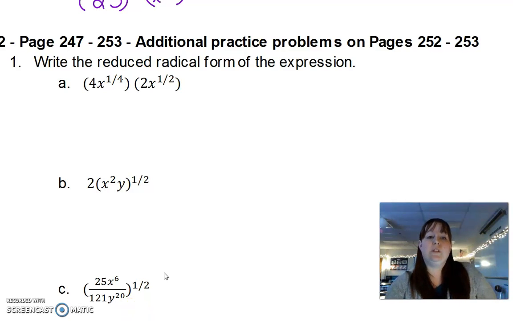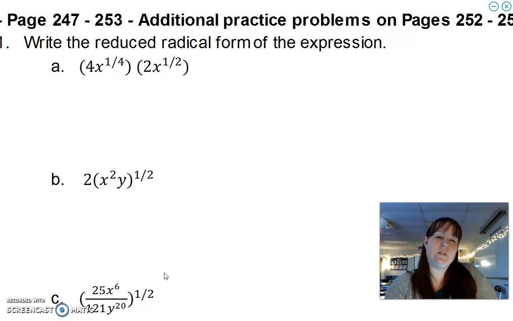All right, so now we're going to write these in reduced radical form. So the first thing we want to see is that since these are already in exponential form, we can use our laws of exponents to multiply these together. So remember that since these are all multiplying together, we can use our properties of multiplication to rearrange them, right?